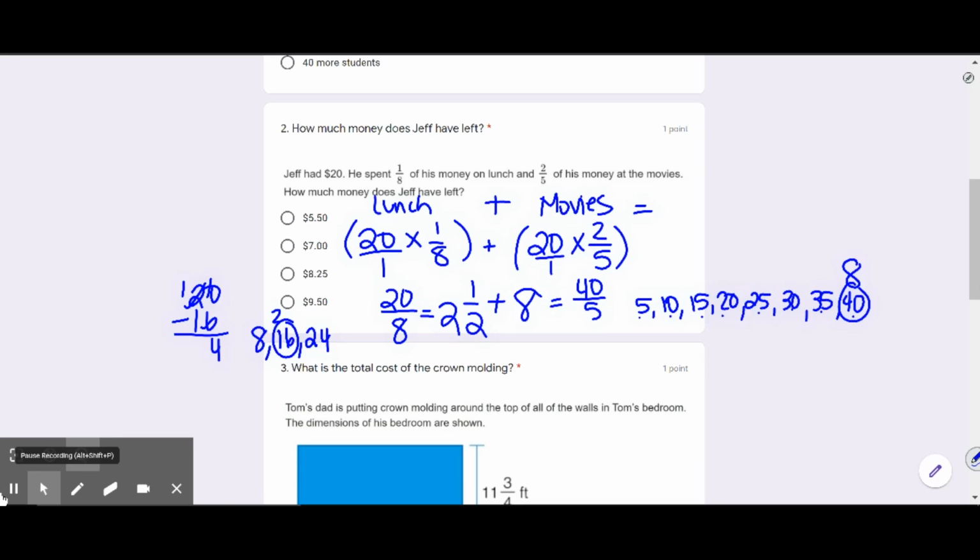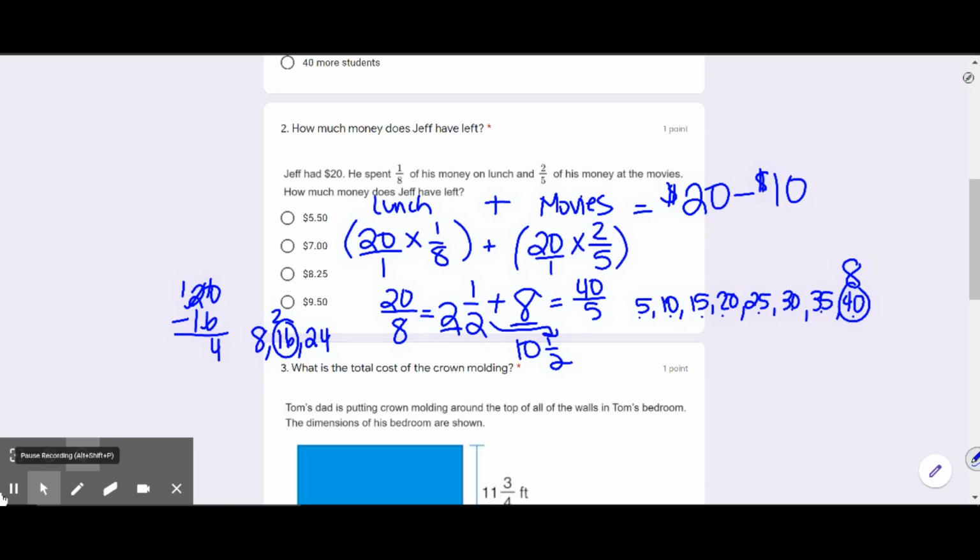That equals 8, and there's nothing else to do there except add these together. So now what is 2.5 plus 8? Well, that 2 whole plus the 8 whole equals 10 whole, and then I bring down my half. So now we're taking our $20 that we had and subtracting it from the $10.50.